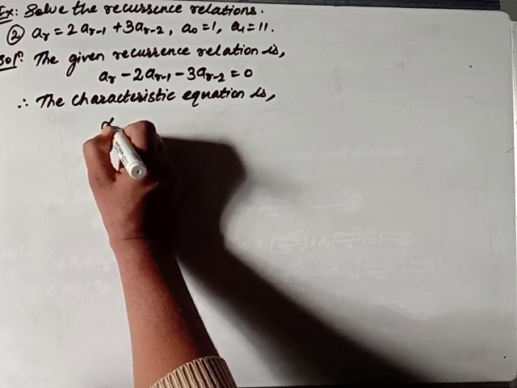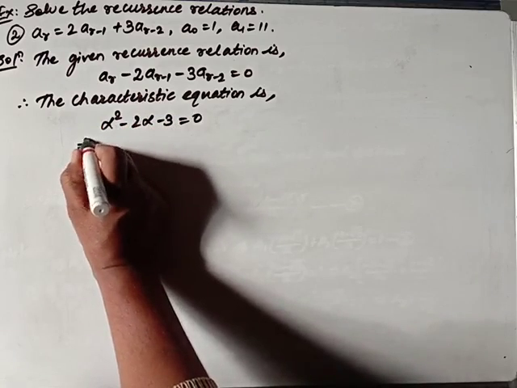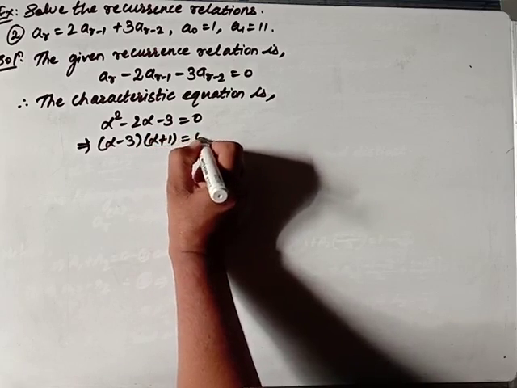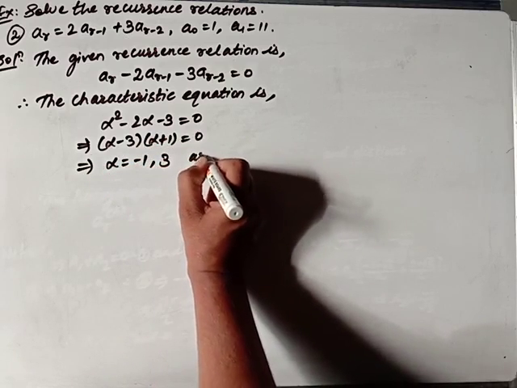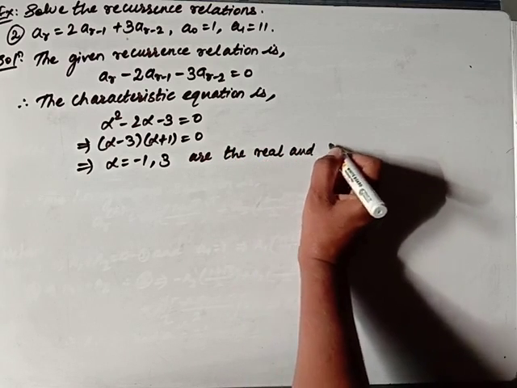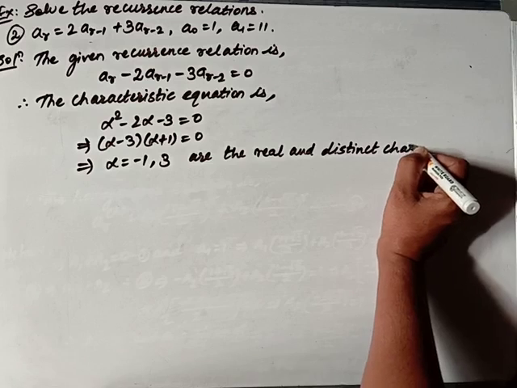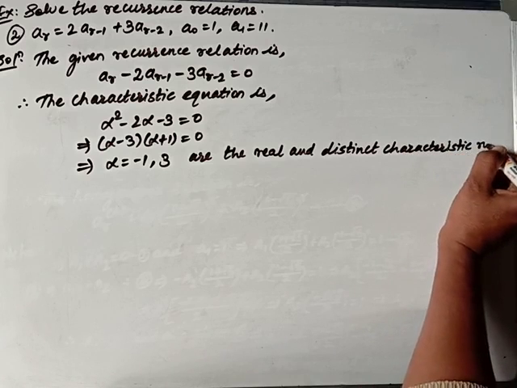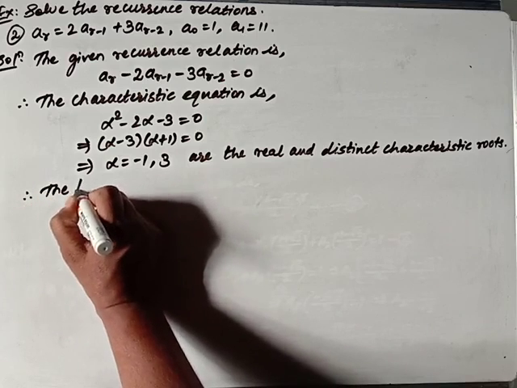alpha squared minus 2 alpha minus 3 equals 0. That gives (alpha minus 3)(alpha plus 1) as the factors. So alpha is equal to minus 1 and 3, which are real and distinct characteristic roots.